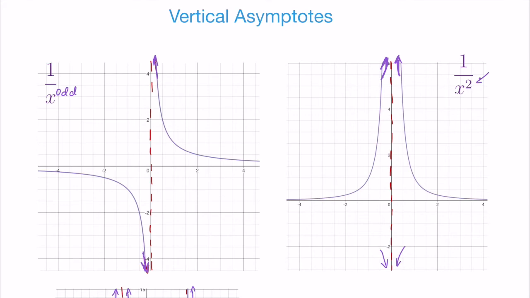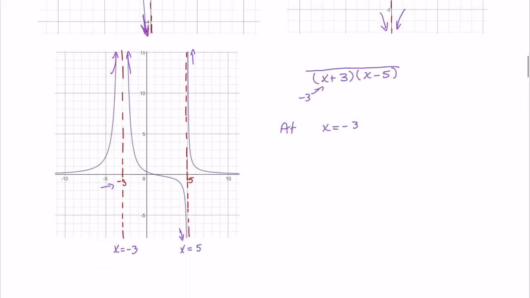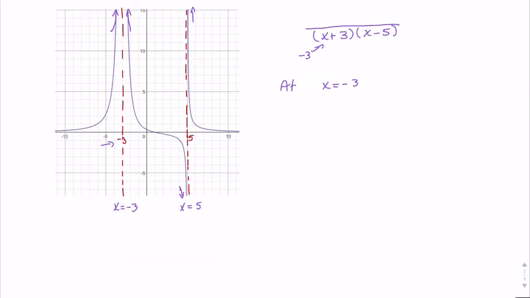What does that tell us about the equation of the function we were looking at? Okay, so let's look at -3. There's no change in signs. On both sides, the function is approaching the asymptote towards positive infinity. That means that the power of the corresponding factor, -3, which is x plus 3, has an even exponent there.